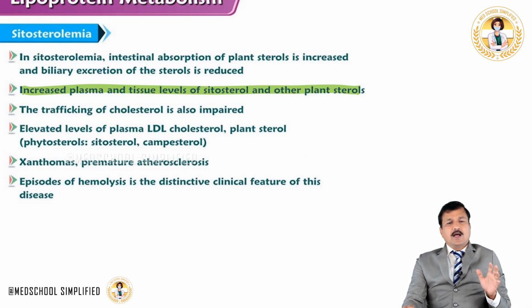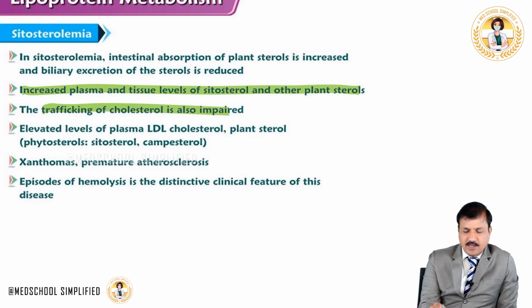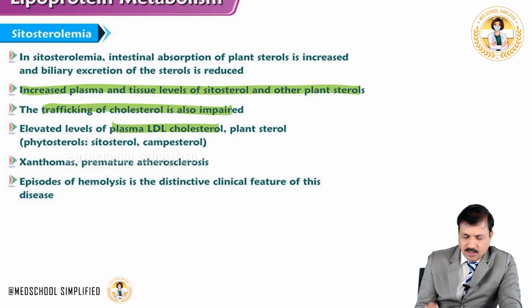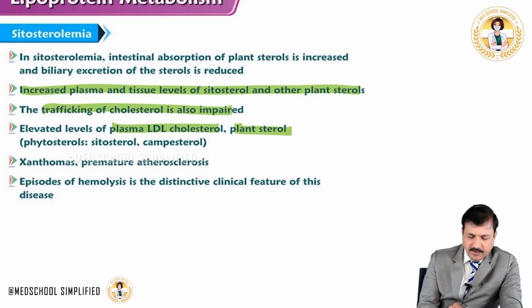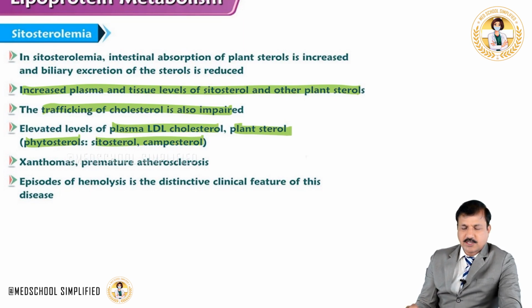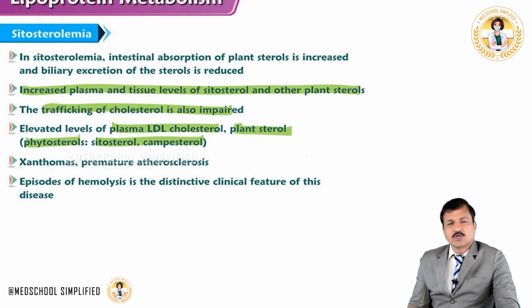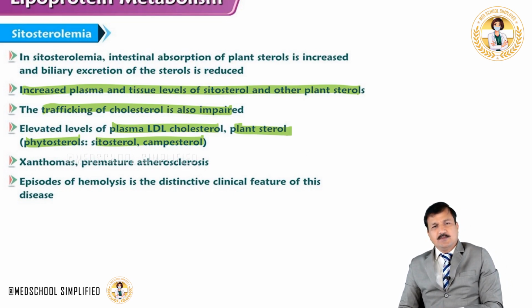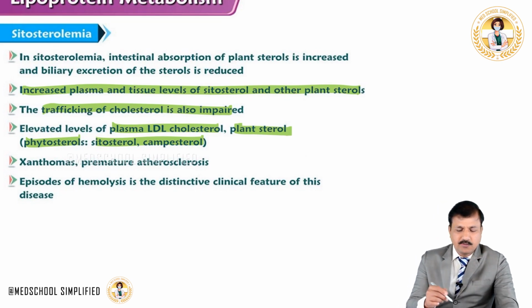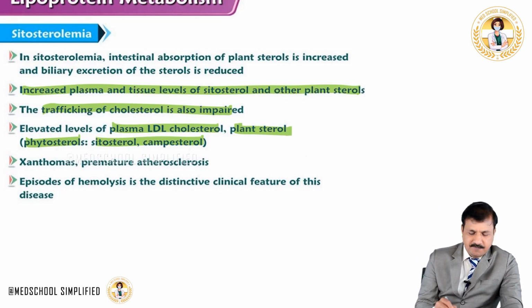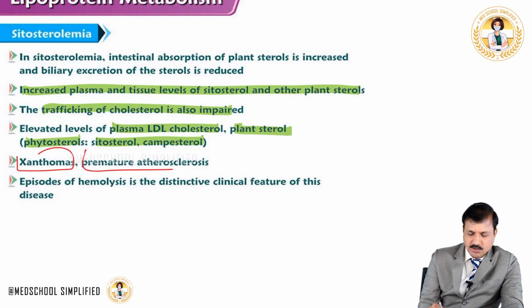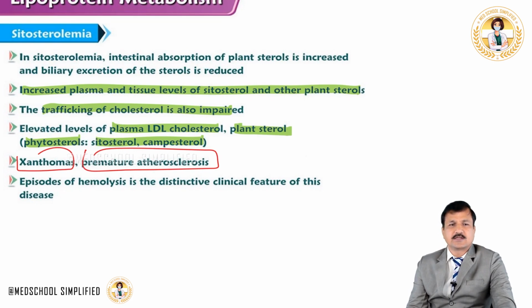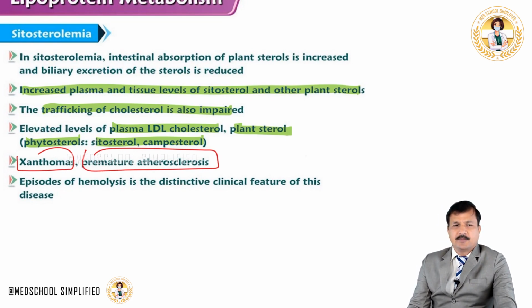There will also be a defect in the trafficking of cholesterol, which is impaired, leading to elevation of plasma LDL cholesterol and elevation of plant sterols like phytosterols, for example sitosterol and campesterol. Because of this, the signs and symptoms in sitosterolemia are similar to familial hypercholesterolemia: xanthomas, premature atherosclerosis, coronary artery disease and death.